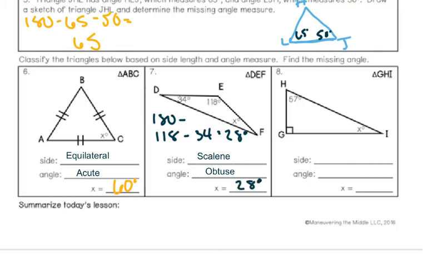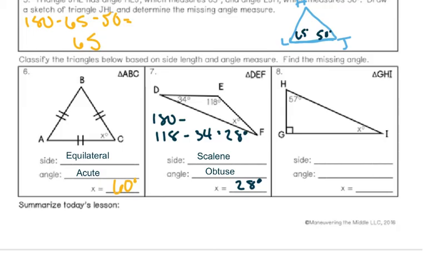Go ahead and try this last one on your own. You need to label what kind of triangle it is based on the side, the angle, and find the missing angle. Remember to look at the sides and see if any are labeled the same, and then look to see if you have an obtuse or right angle, and that's pretty much going to determine the type of triangle based on angle. If there isn't anything that indicates a right angle or an obtuse angle, then all your angles have to be acute.